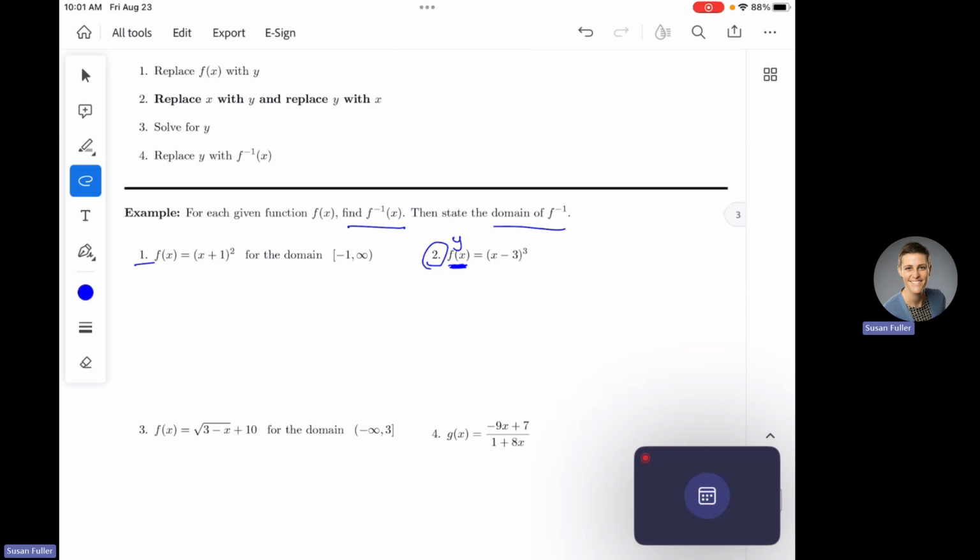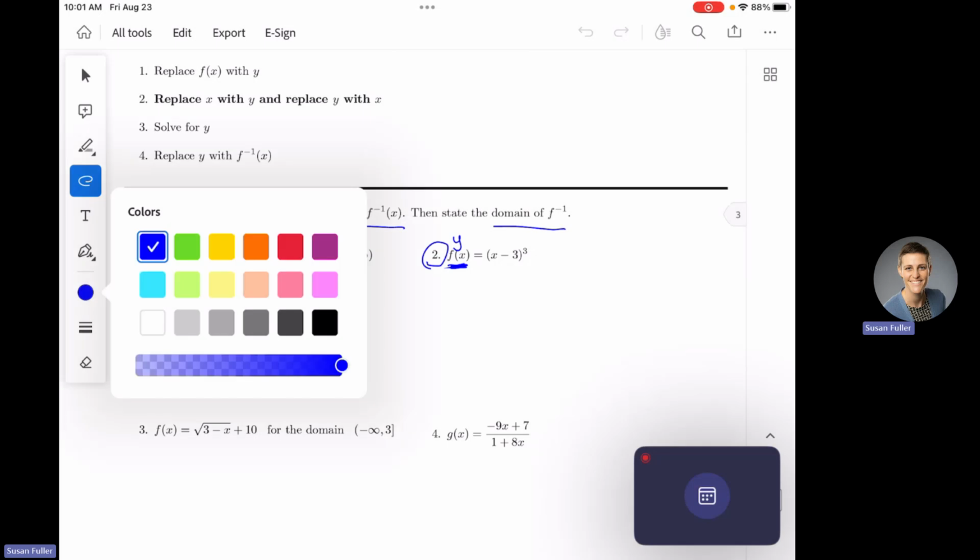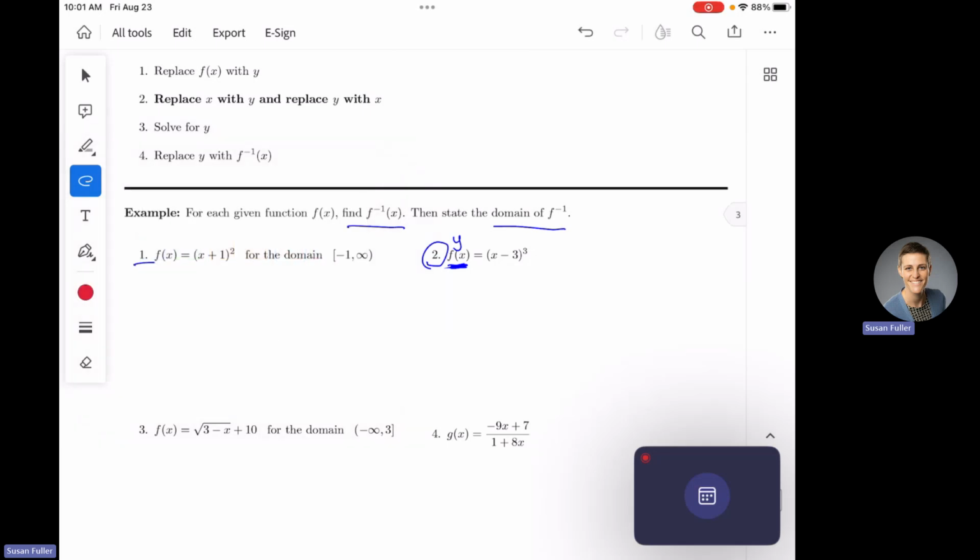It's a Freaky Friday situation. Anywhere you see an x, you're going to put a y. Anywhere you see a y, you're going to put an x, and you are going to switch places here, right? X and y, switch places. Once you switch x and y, we are now in inverse land. This is our inverse function.